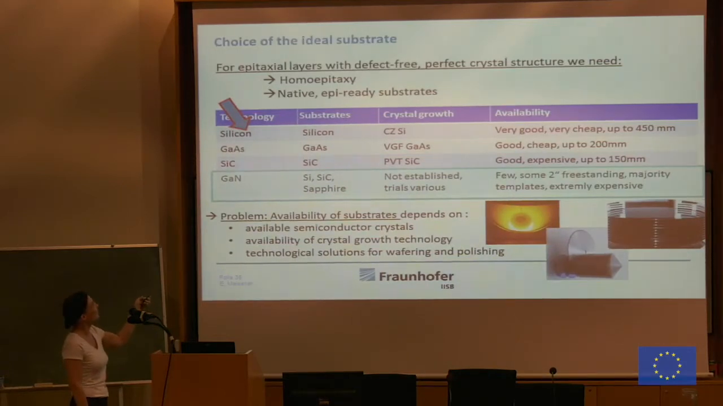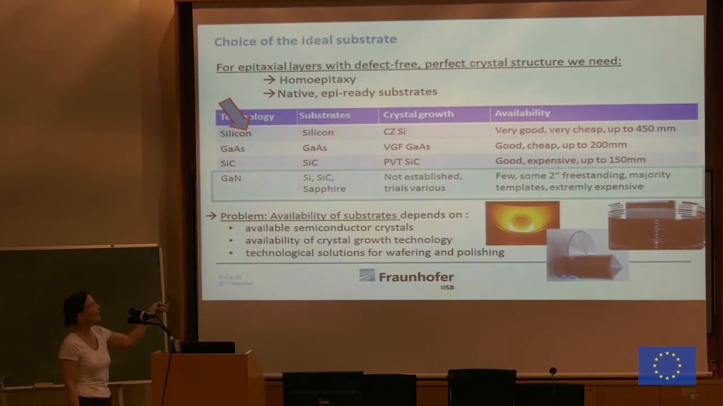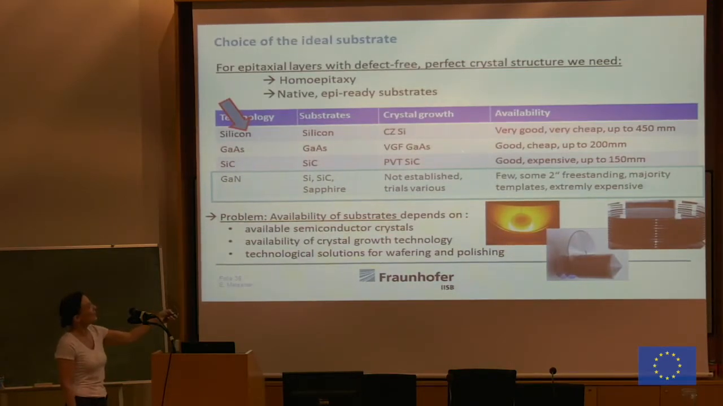Now let's go to an example of a compound semiconductor, which is quite established, gallium arsenide. So the gallium arsenide technology uses gallium arsenide substrates. The VGF technique to grow the gallium arsenide substrates is very well established. It gives you good and cheap substrates up to 200 millimeter. So gallium arsenide is grown on gallium arsenide.